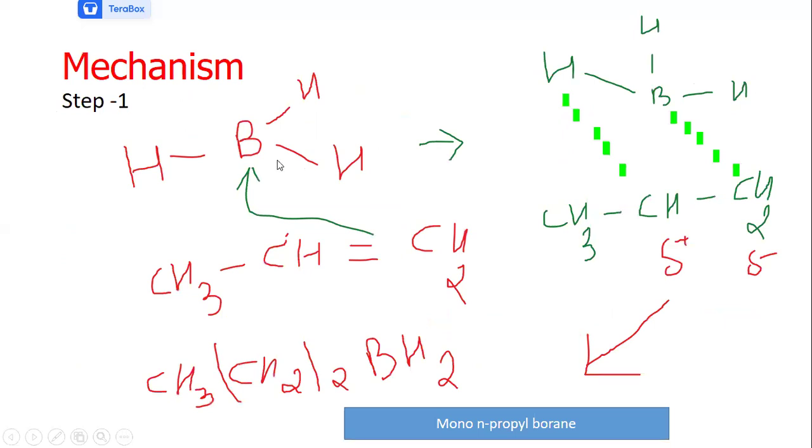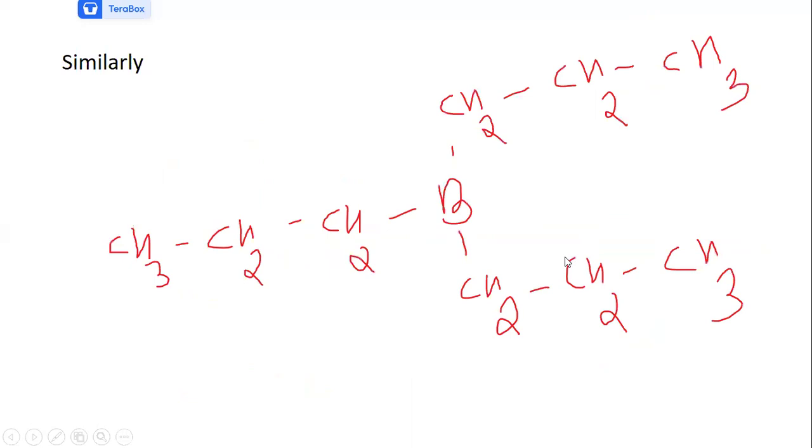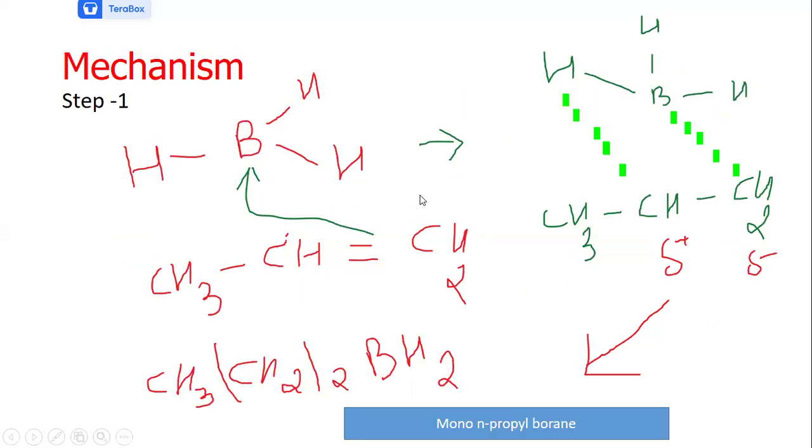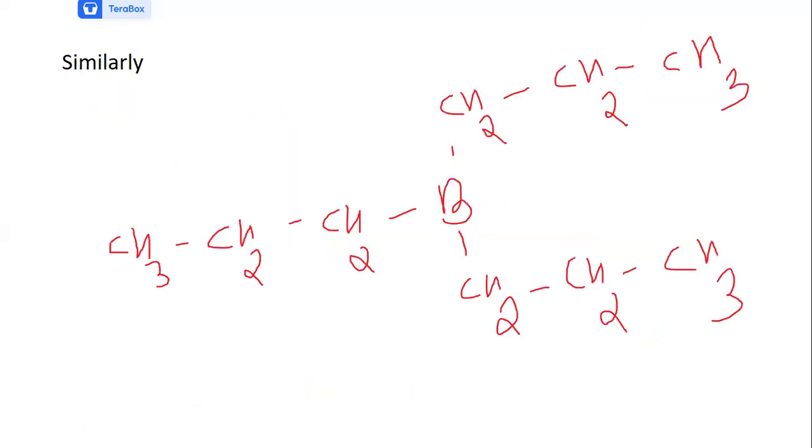Mechanism. First of all, this diborane breaks down into BH3, which attacks this alkene, and bonds are forming in the transition state, and monopropyl borane is formed. Similarly, it forms dipropyl and tripropyl borane.